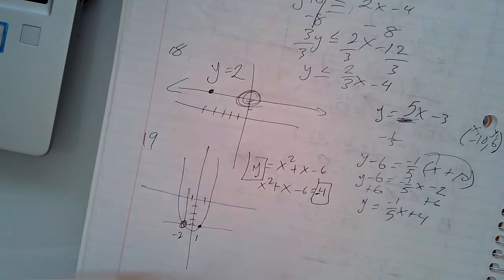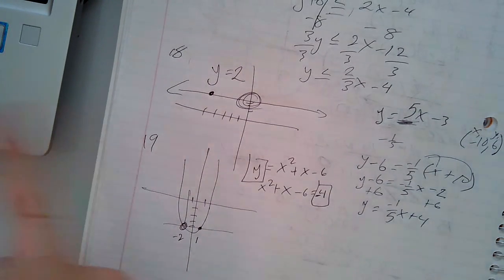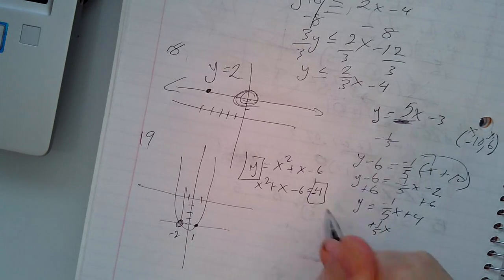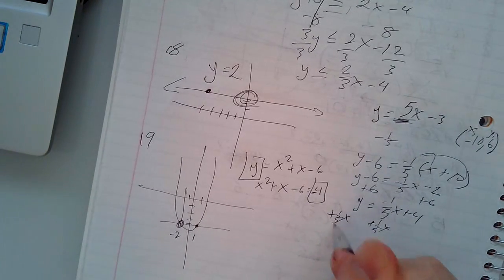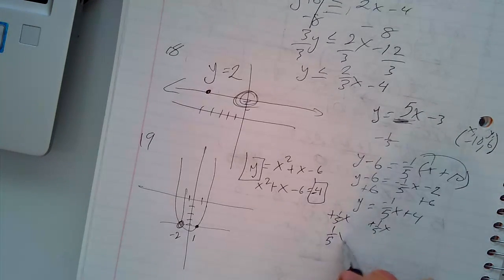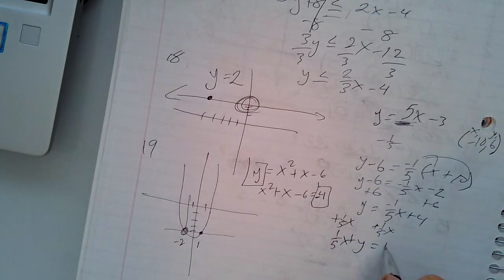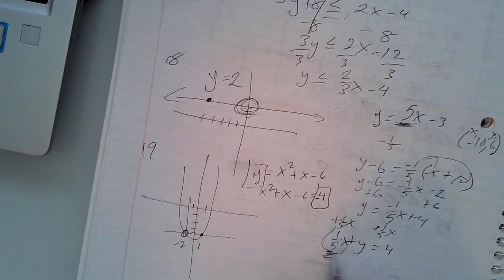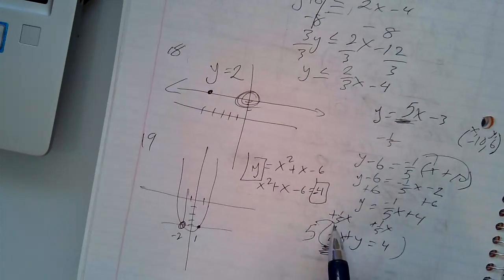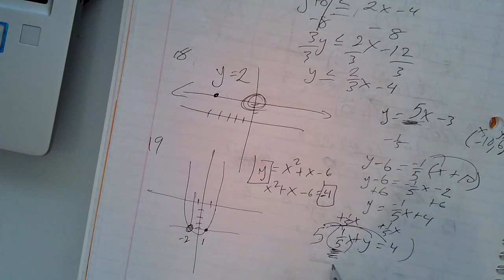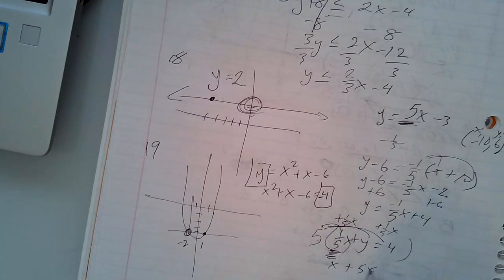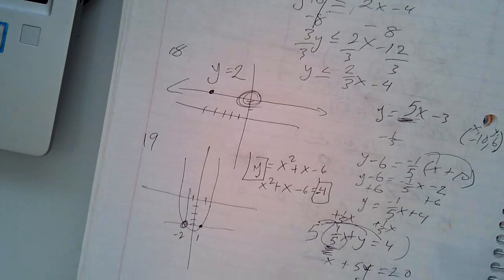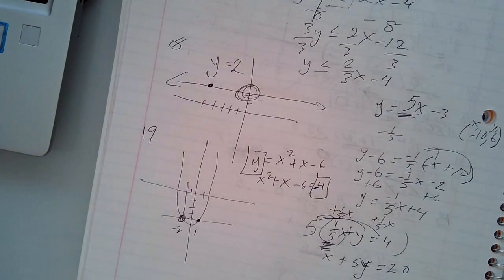But it puts it in standard form, so we need to move x. All of our options are in standard form. So add 1/5 x to both sides. So I have 1/5 x plus y is equal to 4. We have a positive x, but we need a whole number. So I'm going to multiply this whole thing by 5. And I get x plus 5y is equal to 20, which is B.